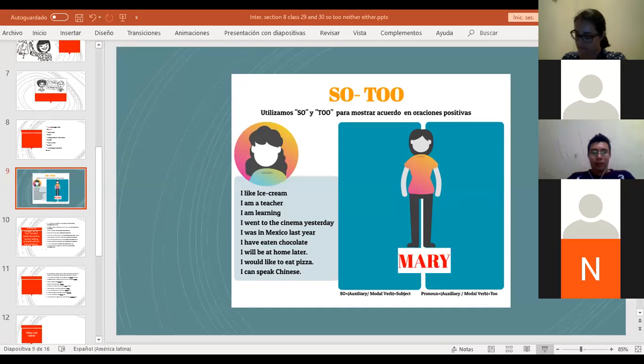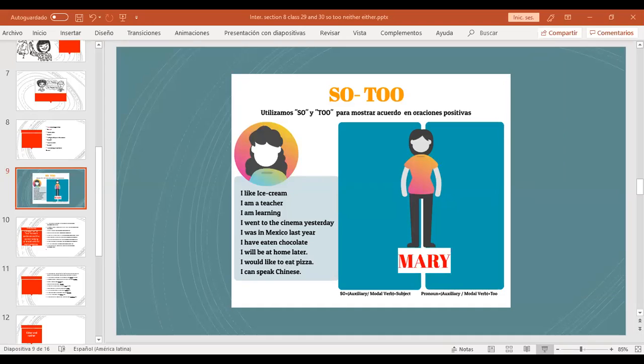Next one, Alex, I have eaten chocolate. So have I. Yes, or I have eaten too. Okay, very good. Nice. Roxana Garcia? I have a question, sorry. Because you have to use have eaten or just have? No, just have, because the auxiliary for present perfect is have. Okay, I have to say I have too. That's right, yeah. Okay, thank you.